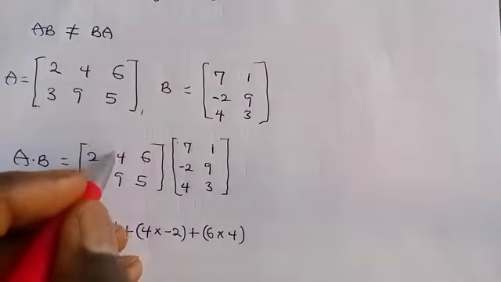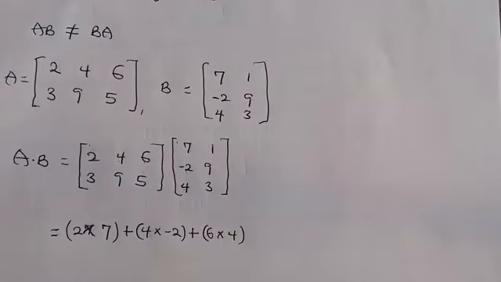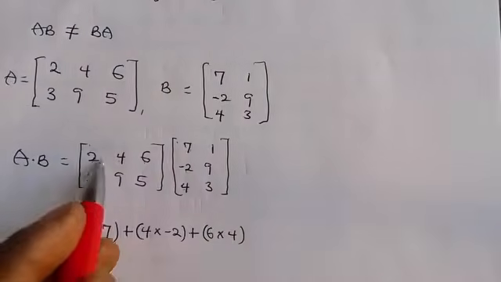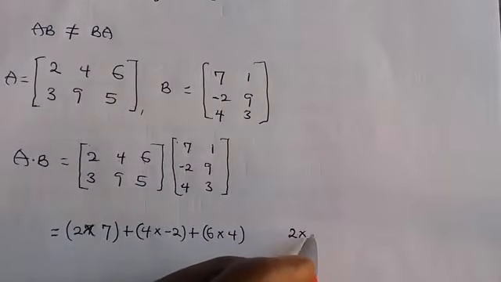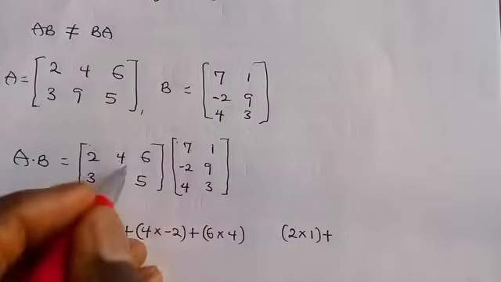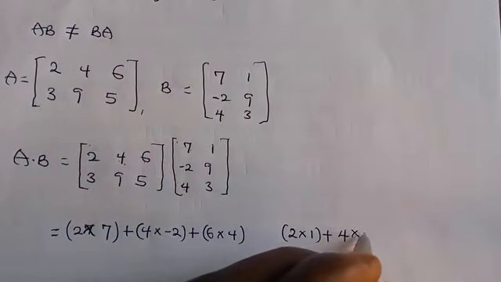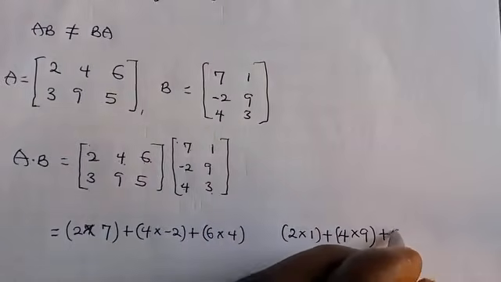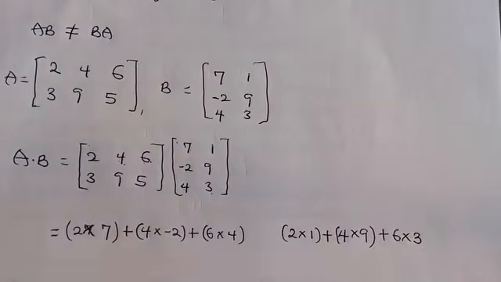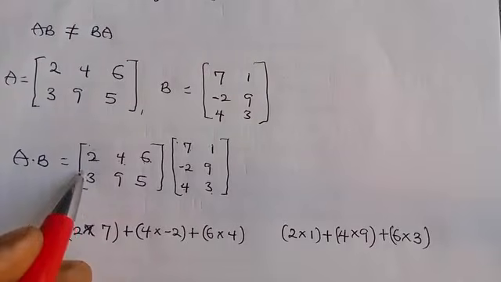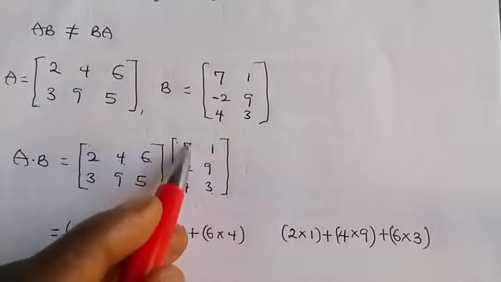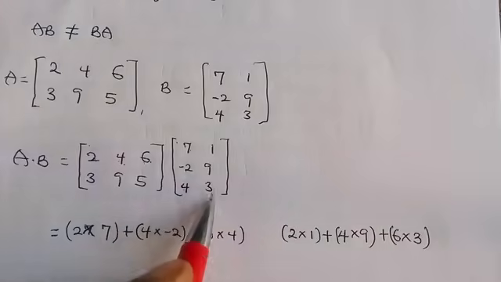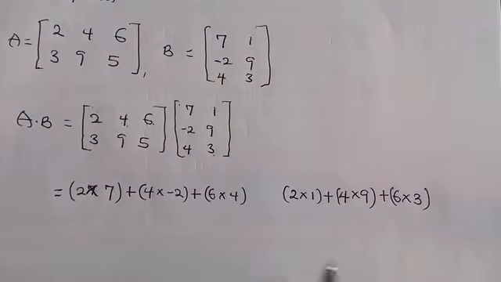Then we're also going to use the first row to multiply the second column to get row 1, column 2. So we have 2 multiplied by 1 plus 4 multiplied by 9 plus 6 multiplied by 3. To get the values in the second row, we are going to use this data to multiply the first column and then the second column to get the value here and then here.